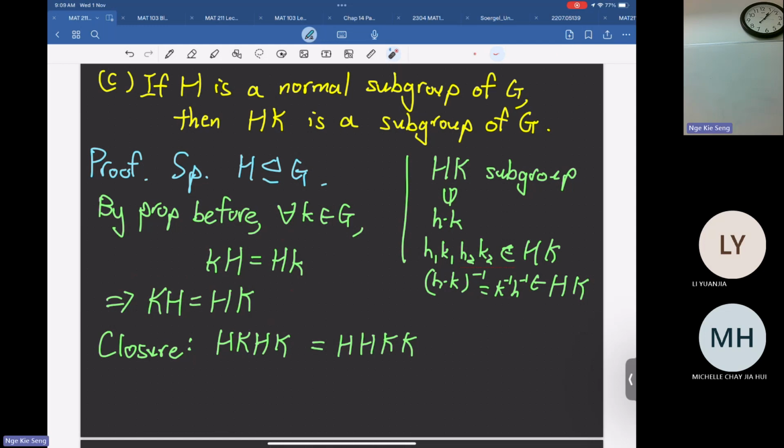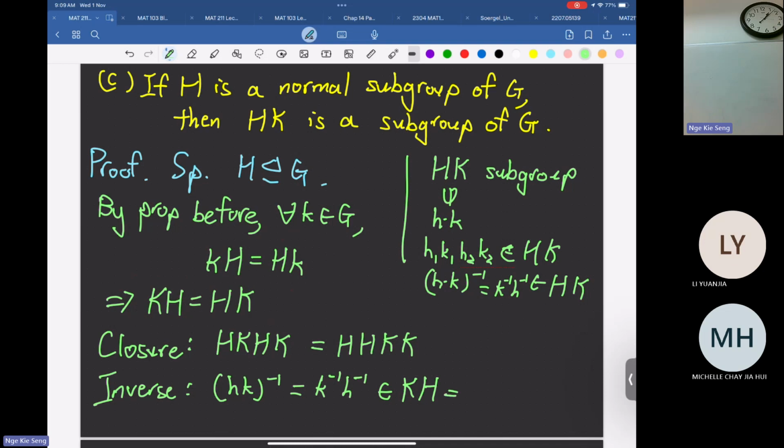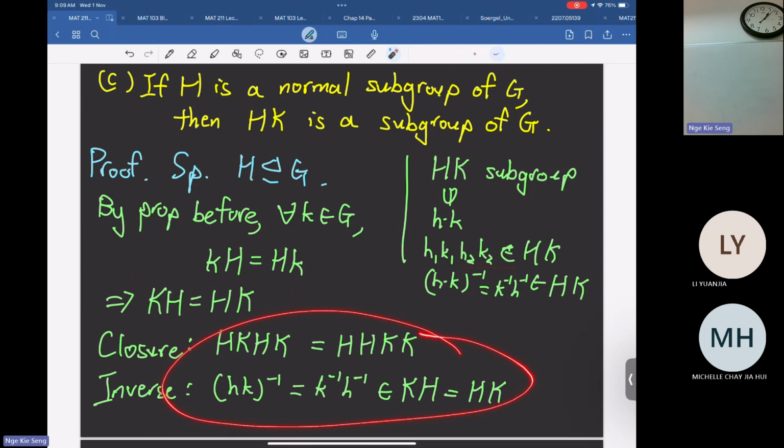And then how about inverse? If I have HK inverse, what is it? Just now I said that this is K inverse H inverse. Where is this thing? It is in KH. But every KH equals HK, so I can write K inverse H inverse as some H4K4. I don't know what it is, but this is enough. We just want to show that the inverse is there at least. I write it in set notation form. You can try writing it in element notation form. Maybe you can find another element that swaps the positions.